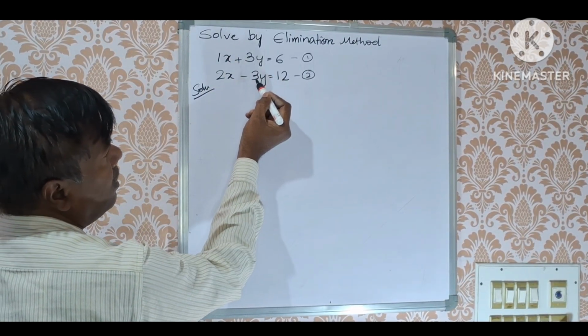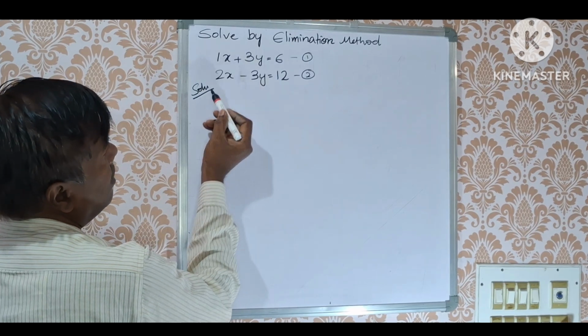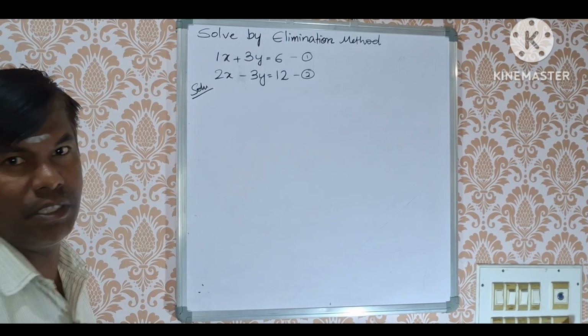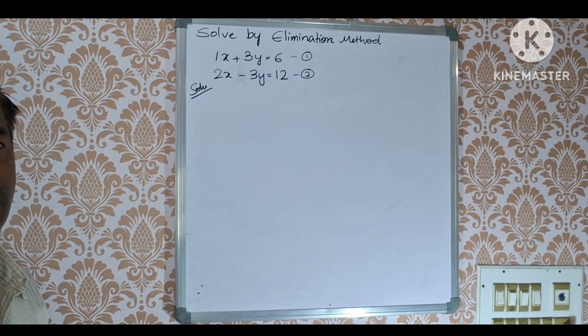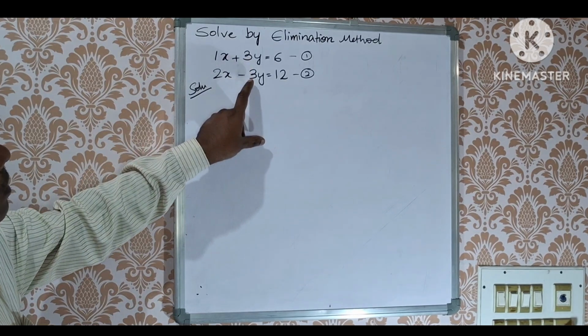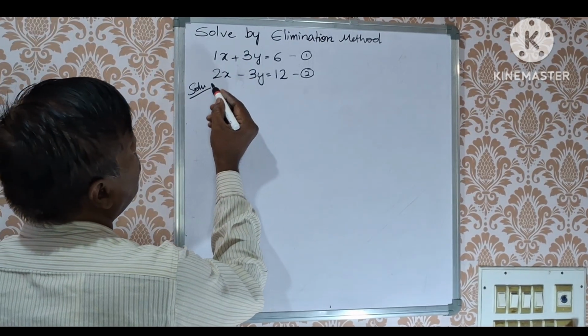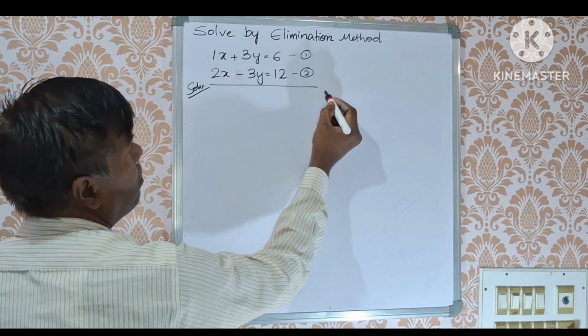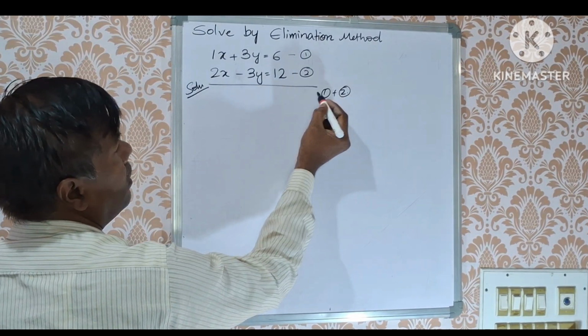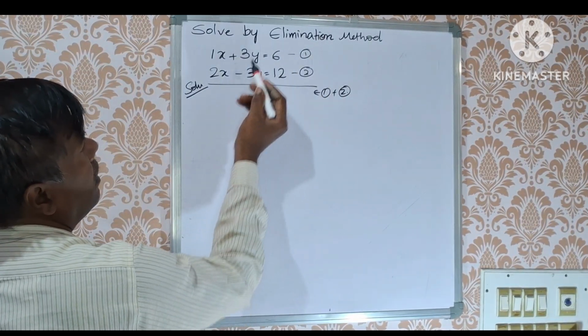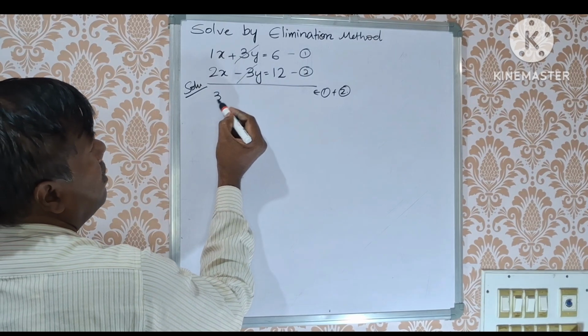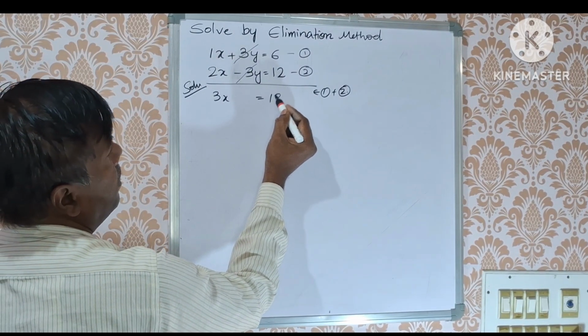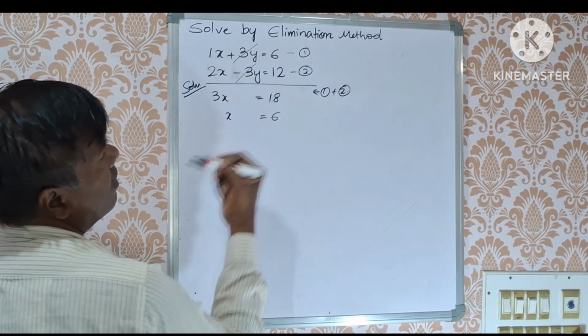Here the coefficient of y is 3, the coefficient is minus 3. Any one of the coefficients must be the same. Otherwise, we have to make it the same. Now, these two coefficients are the same. So, I add equation 1 and 2. 1 plus 2 I make. If I make 1 plus 2, these two will cancel. 3x equals 18. x equals 6.